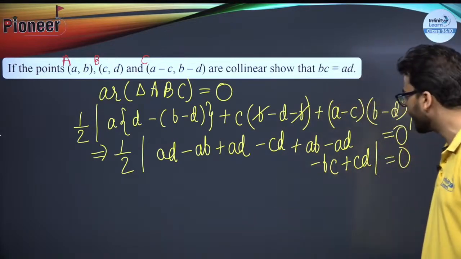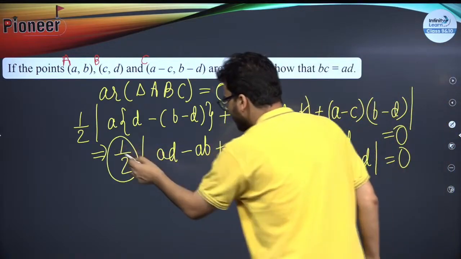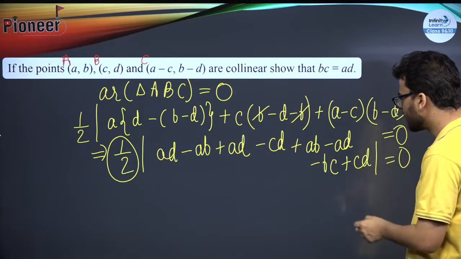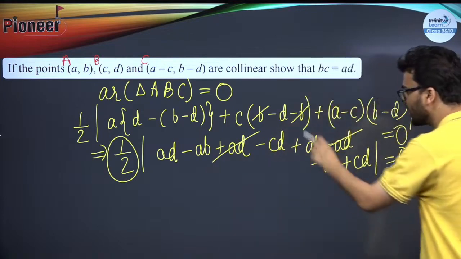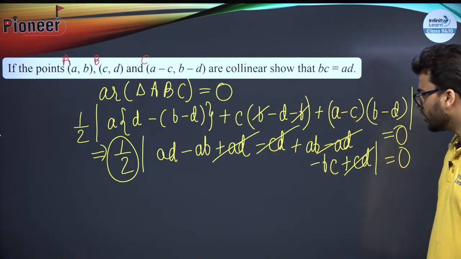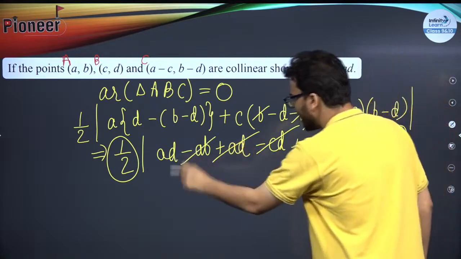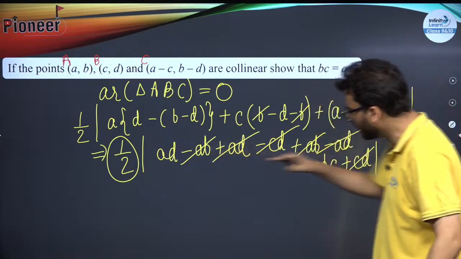Let's simplify this thing, we are going to get the answer. You see over here, if I can multiply this on the other side and it will become 0, 2 into 0 is 0 itself, and let's do some calculation over here. AD and plus AD will be cancelled out, minus CD plus CD will be cancelled out, and you see over here AB minus AB will be equal to 0 only. Now you see the modulus of this whole thing is 0.